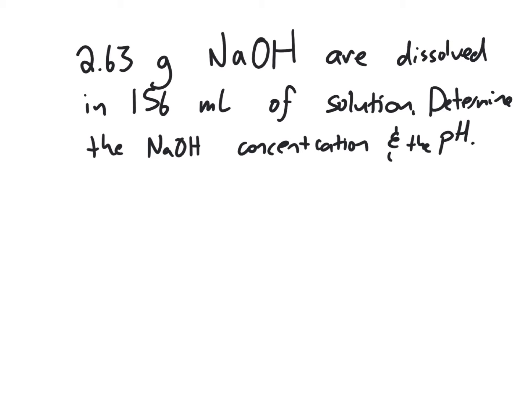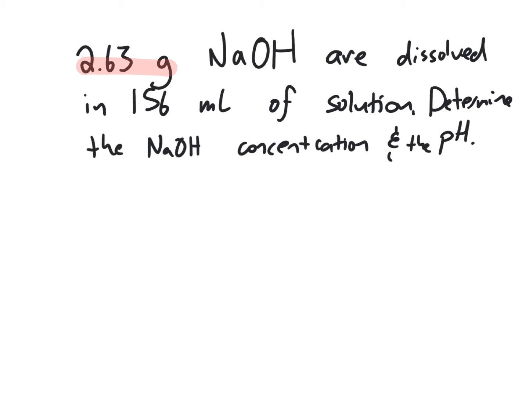So we have some sodium hydroxide, some lye, got 2.6 grams of it. We're dissolving it in 156 milliliters of solution. We want to figure out the concentration, the molarity, and the pH. So our first step is we need to figure out the molarity.